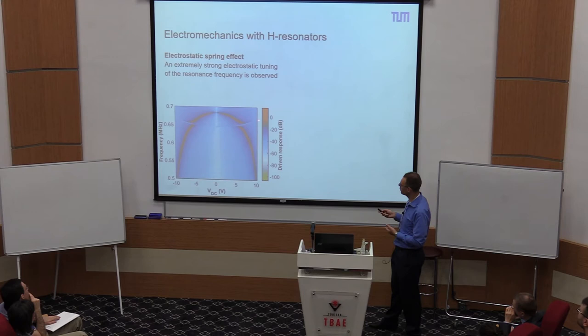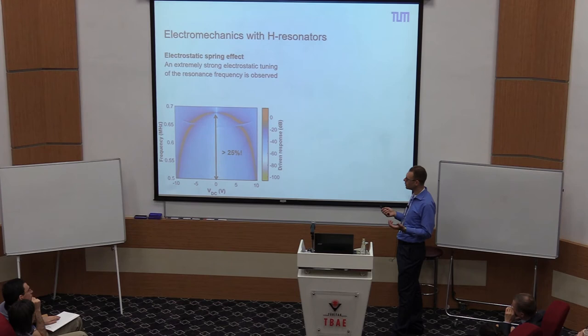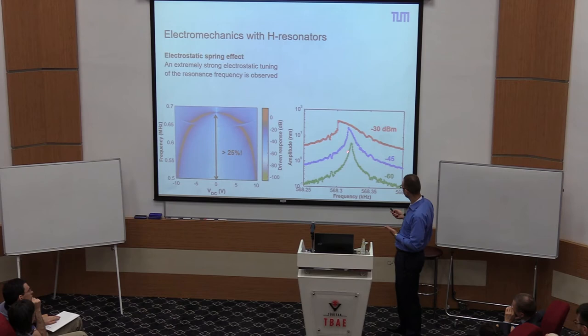I won't talk too much about that. But you can see very clearly that this in-plane resonance moves down with the applied voltage. And actually, we can tune this by more than 25%. So with electrostatic actuation, we actually have a huge tuning range of this mechanical device. And also, we can drive this thing. So here you see different driving levels. Here we have very low driving forces, minus 60 dBm, and you see a very nice symmetric peak here.